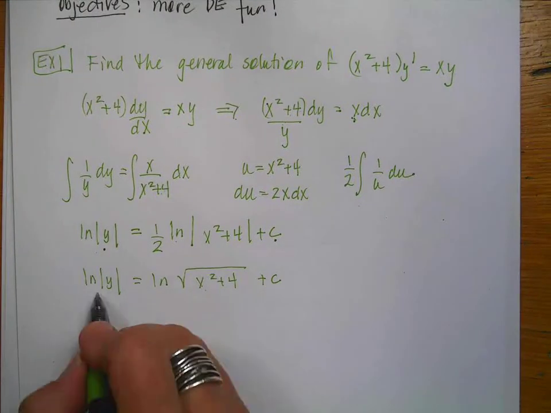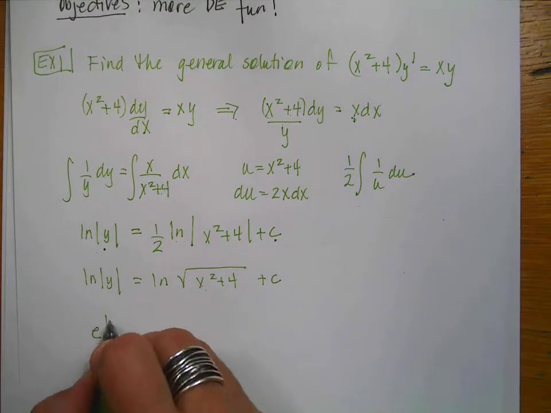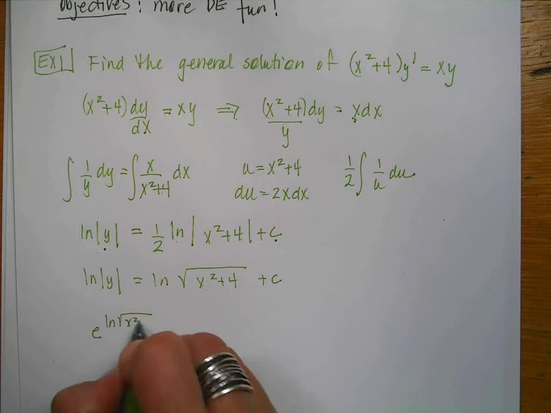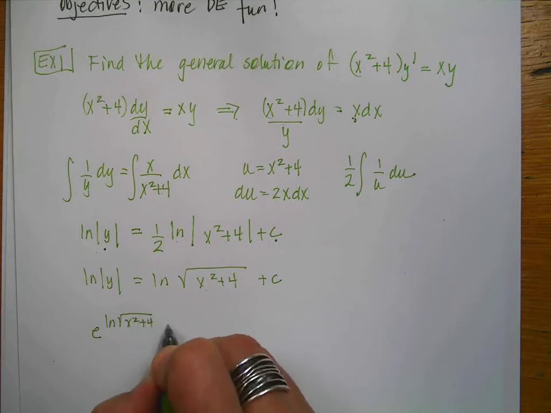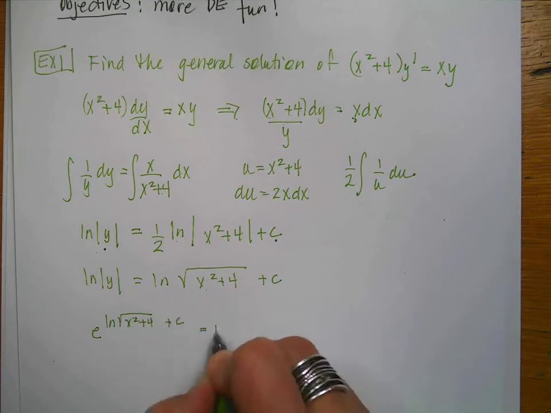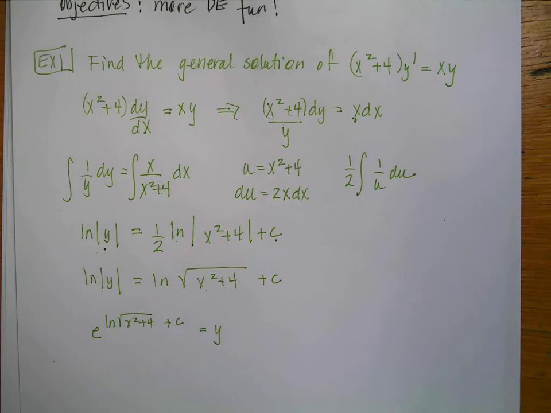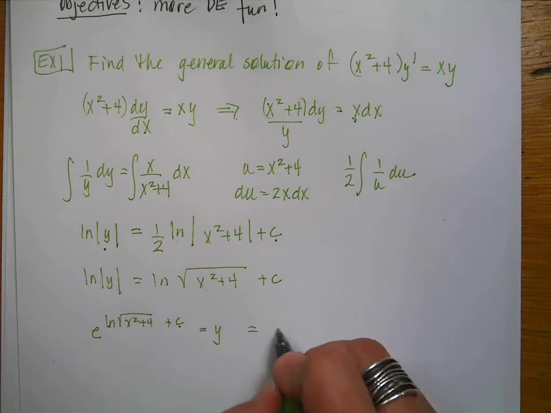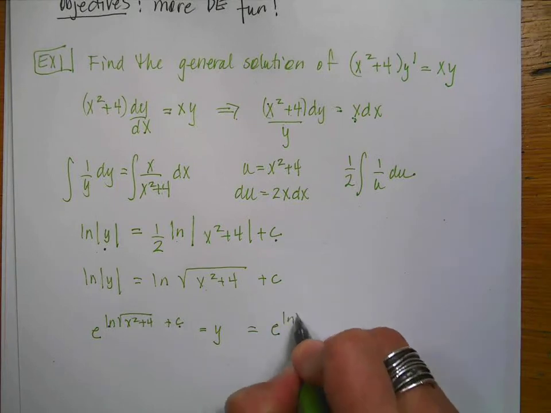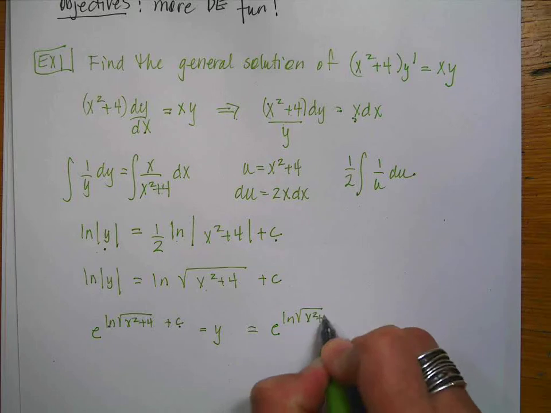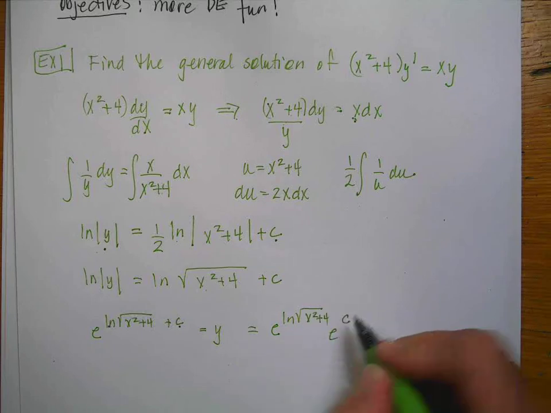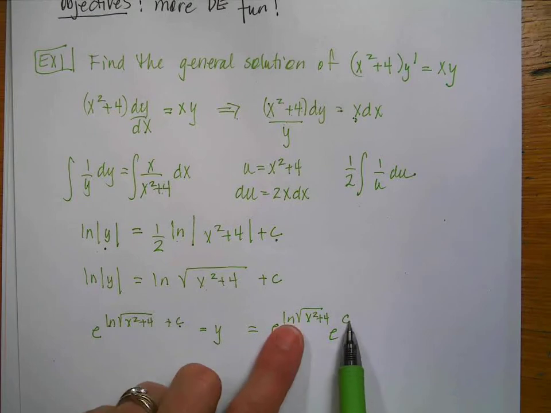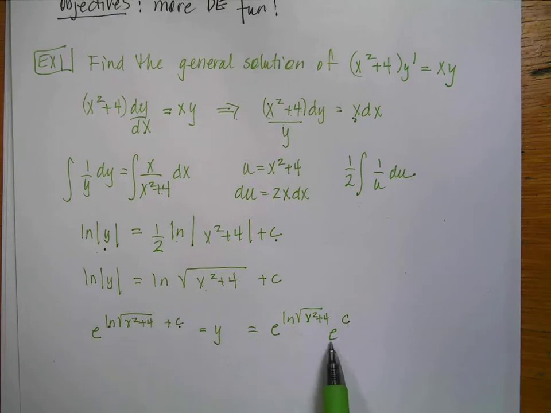So now I'm going to go back to exponent form, so I'm going to do e to the natural log square root of x squared plus 4 plus c is equal to y. And if I have e raised to the natural log, and e raised to the c, I can rewrite this as e to the natural log square root x squared plus 4 times e to the c, because if the bases are the same, you add the exponents.